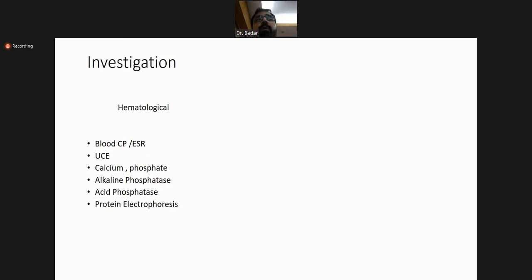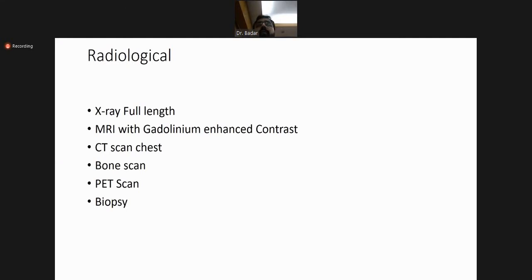You need to do all the investigations first, then the radiological investigations, and in the end the biopsy. I will tell you why the biopsy is in the end. So after the hematological investigations, you will do the radiological ones. X-ray full length, AP and lateral view of the affected bone.